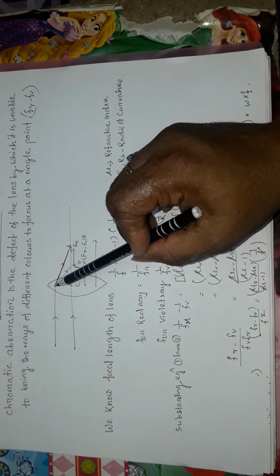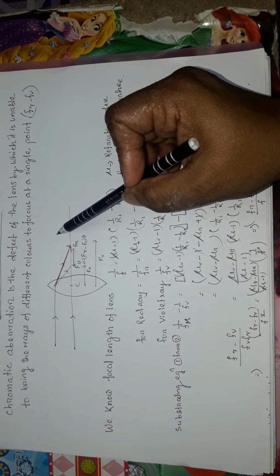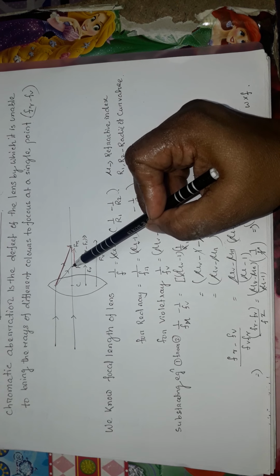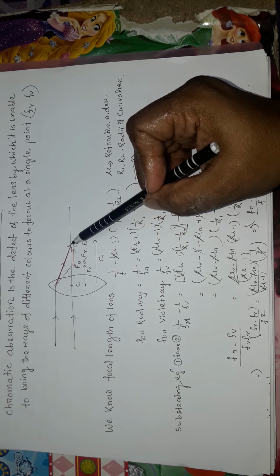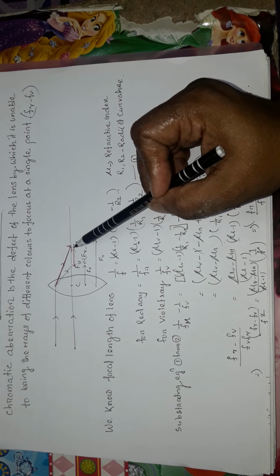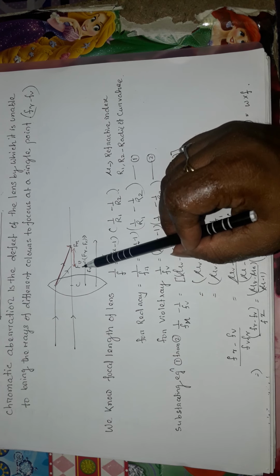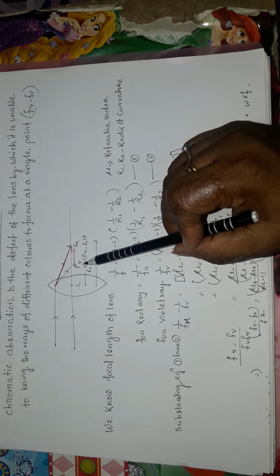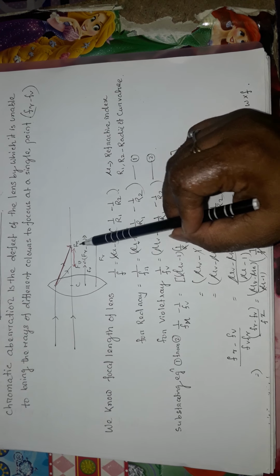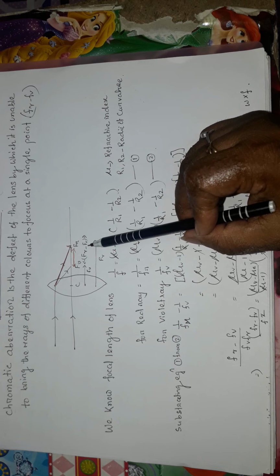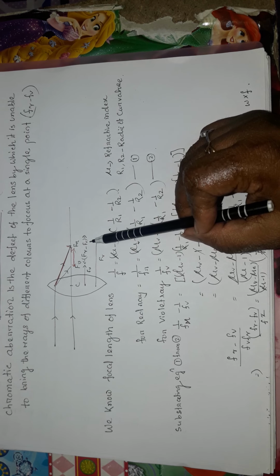When the ray is incident on a lens, after refraction, the violet ray is focused at a particular point and the red ray is focused some distance away from the violet ray. Like that, a difference arises between the focal length of violet and the focal length of red rays. So Fr minus Fv is the term for the chromatic aberration.